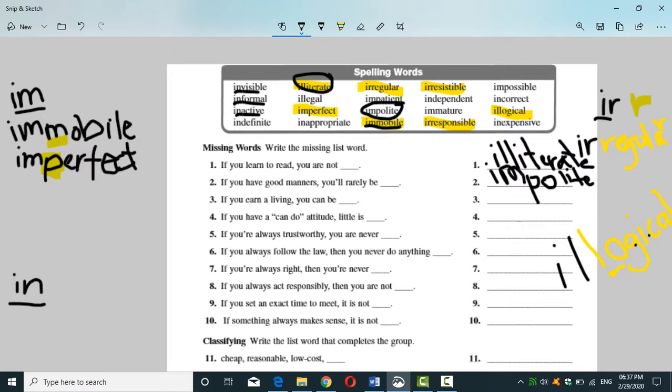If you earn a living, you can be independent. If you have a can-do attitude, little is impossible. Where is impossible? Do we have impossible here? Yes, this is impossible over here. If you are trustworthy, you are never like this.